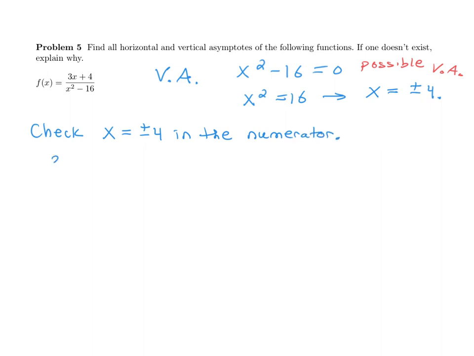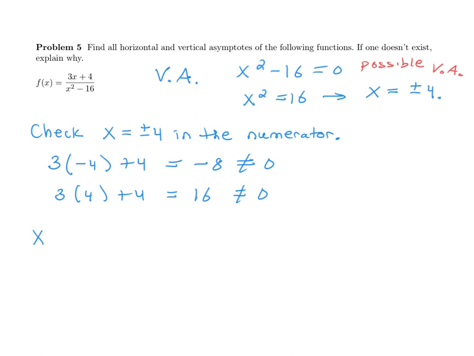So that is 3 times -4 plus 4. That is -12 plus 4. That's -8. And this is non-zero. Likewise, 3 times 4 plus 4. That is 12 plus 4. That is 16. This is also not 0. So in a rational function, non-zero over 0 means there must be a vertical asymptote at these given x values. So I'll state that x equals -4 and x is equal to +4 are vertical asymptotes.